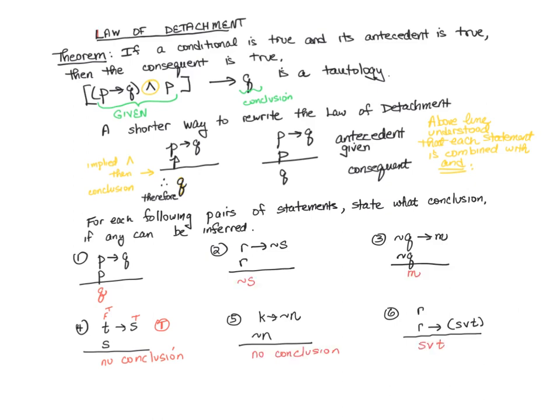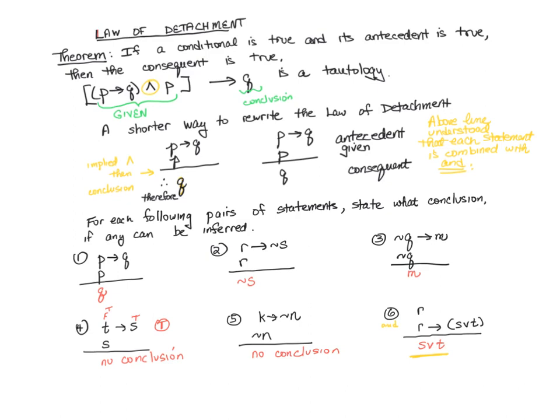Okay, so let's check the others. In number 2, like in number 1, we can conclude not S by the law of detachment. And number 3, in the same way, M. Number 4, we already did. 5 is like number 4. There's no conclusion because the consequent is true. And number 6, because there is that implied word and a conjunction is commutative, it doesn't matter which one we state first, so we conclude S or T by the law of detachment.